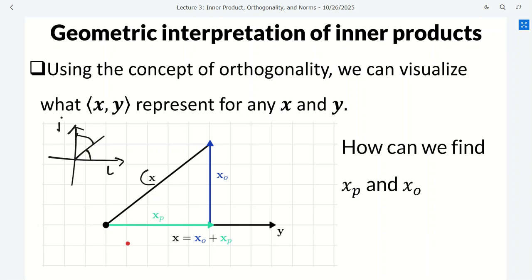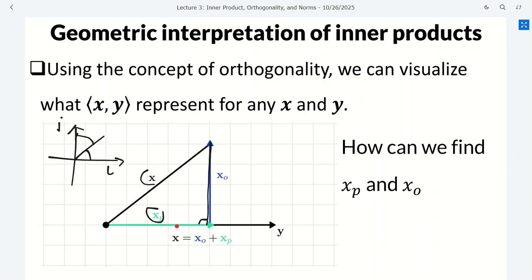So let's look at the diagram carefully. I have my y here, I have my vector x. I want to project the x onto the y. So what can I do? Look at where the x ends. I can draw a perpendicular line all the way to hit my y. So this xp over here tells you the amount of x that is in the y.